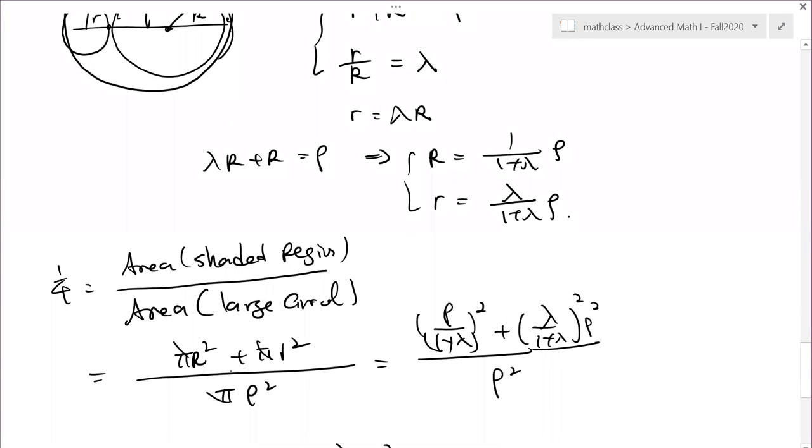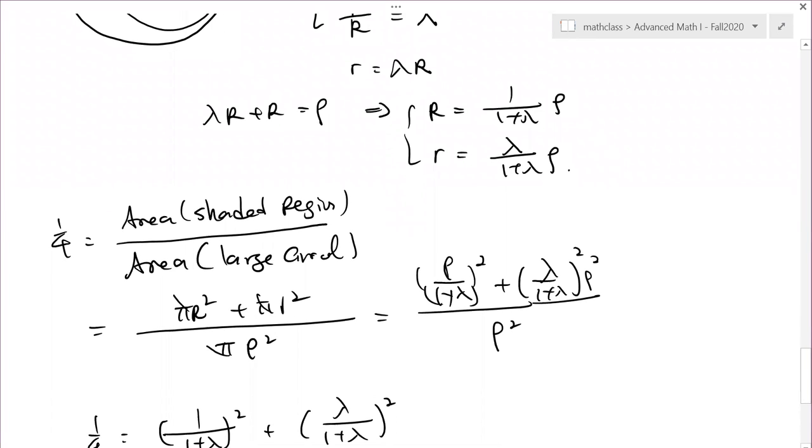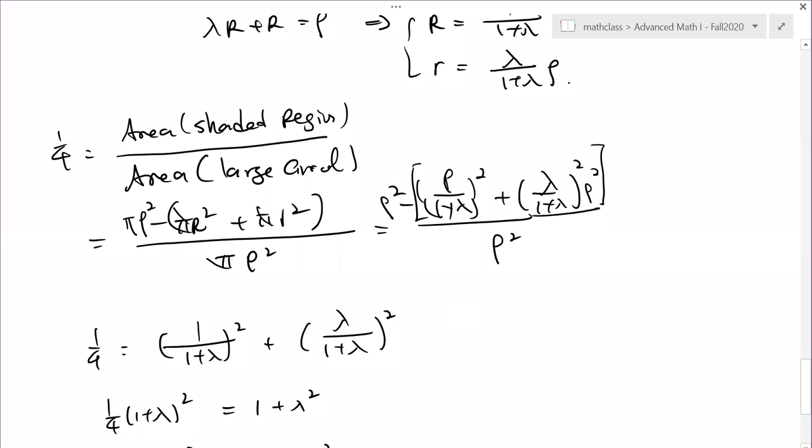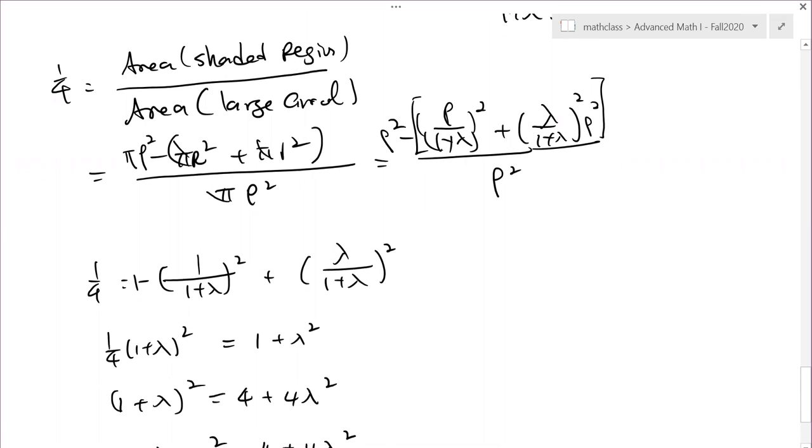So what I got here is another ratio. I have to put this is the area, not the shared region. The area of the shared region is going to be pi, the difference. That's why my mistake. So that will be rho squared minus this, and after you cancel rho, that's just 1 minus that.